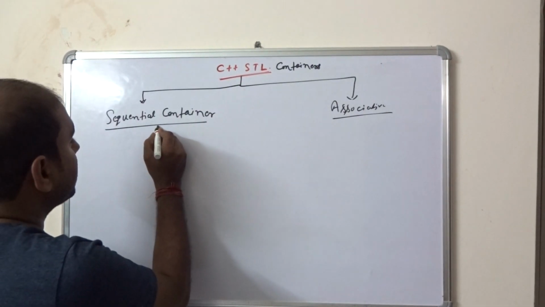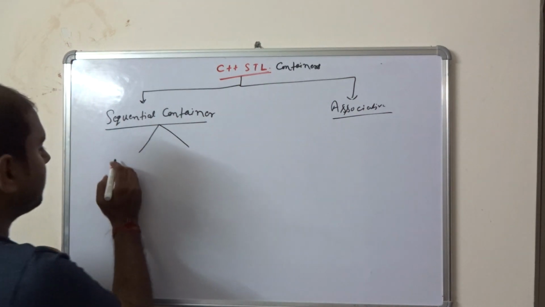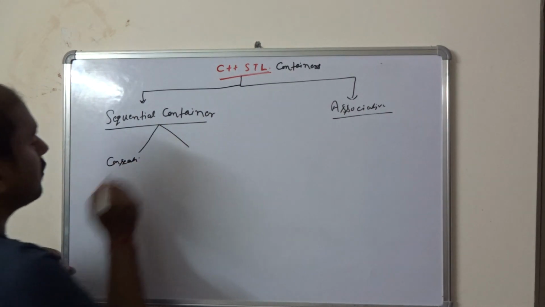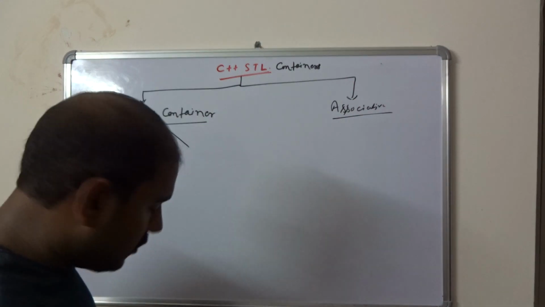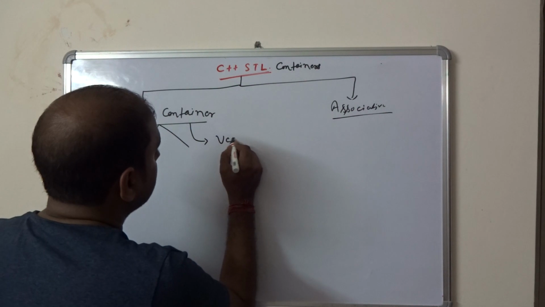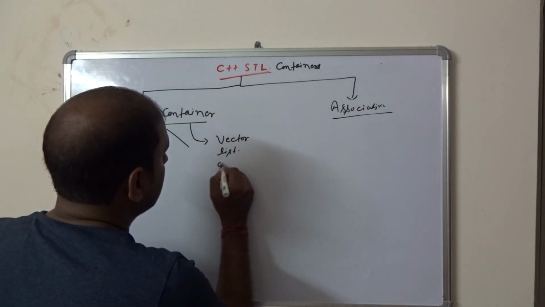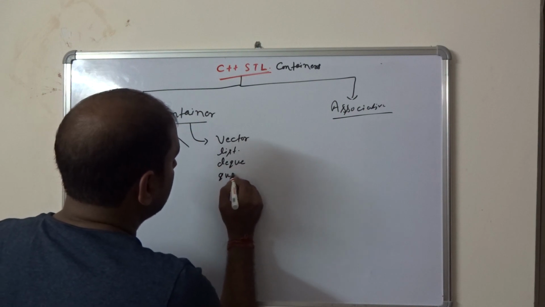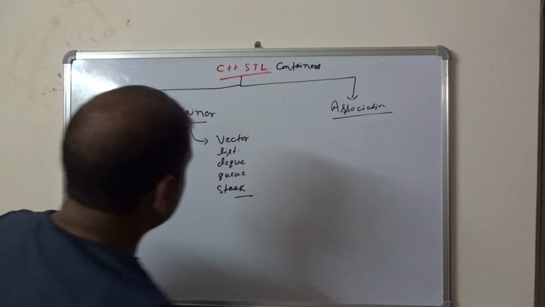In sequential containers we have two parts. The first is consecutive memory allocation. The examples of sequential containers are vector, list, deque, queue, and stack. These are part of the sequential containers.